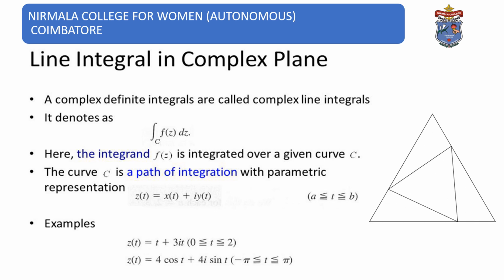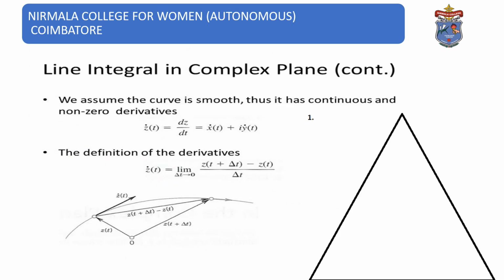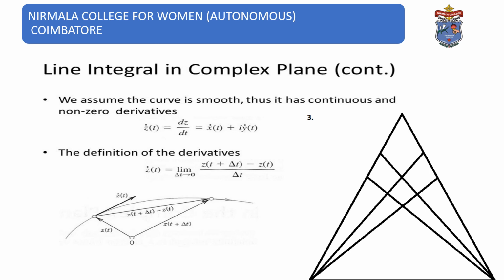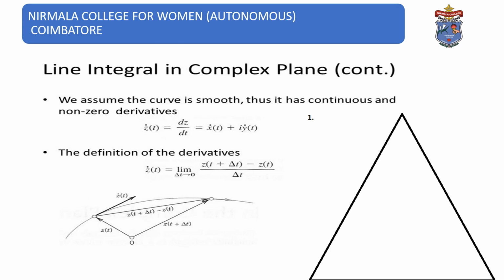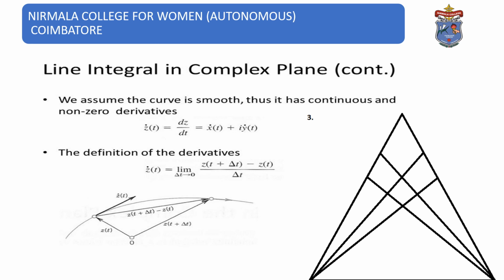The following are examples of the curve C. Here, we assume that the curve is smooth and hence it has continuous and non-zero derivatives. Hence, the derivative dz by dt can be obtained, and the definition of the derivative is shown.